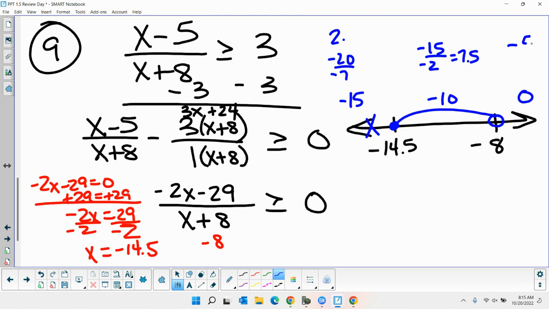0 minus 5 is negative 5. 0 plus 8 is 8. Is negative 5/8 bigger than 3? No. Questions?